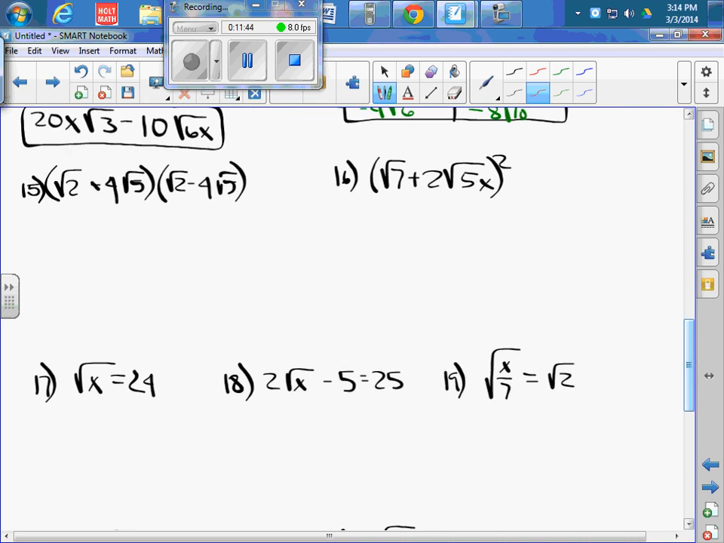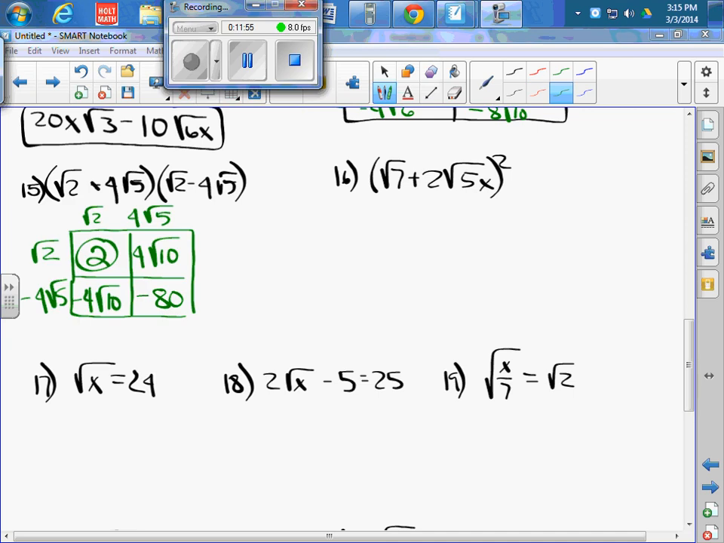Number 15. See if you can do this one on your own. Pause the video here, and when you come back, let's see if you have what I have. In the first box, you get 2. Radical 2 times radical 2 is 2. In the upper right, you get 4 radical 10. 4 on the outside, radical 2, radical 5, radical 10.